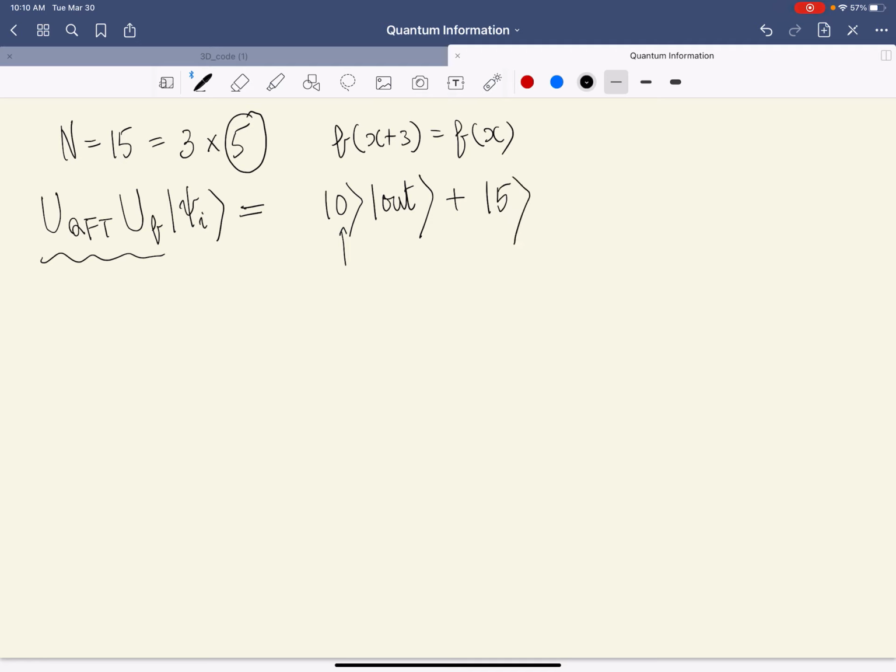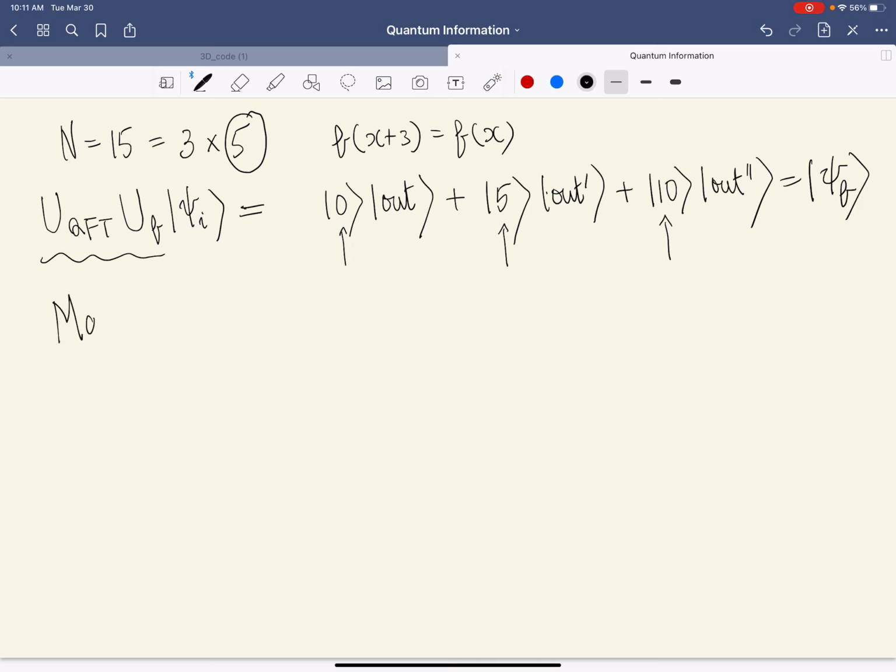So 5 as the input state multiplied by some other output state, plus 10 as the input state multiplied by some other output state which nobody really cares about. Okay, then the next one will be 15, but 15 is equal to 0, so we don't have to put that in. Okay, so that's the final state that we get.